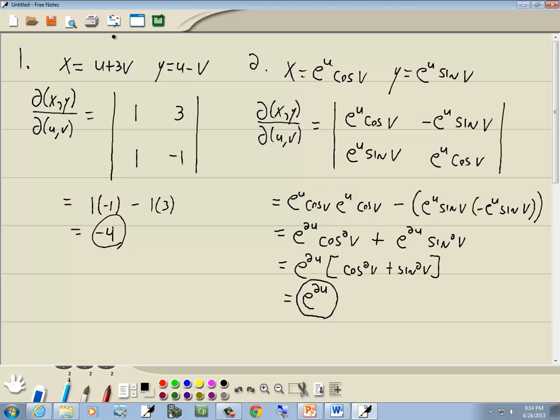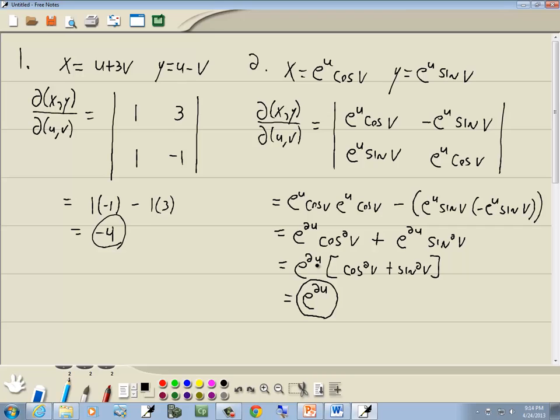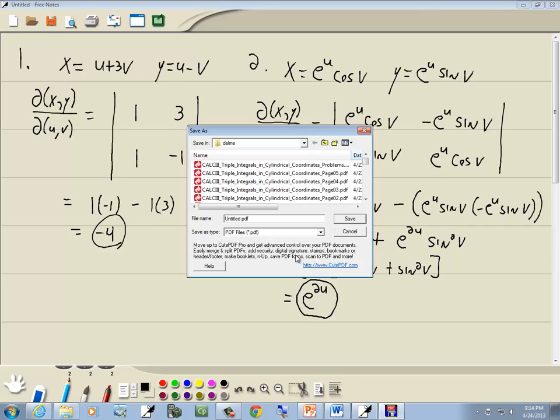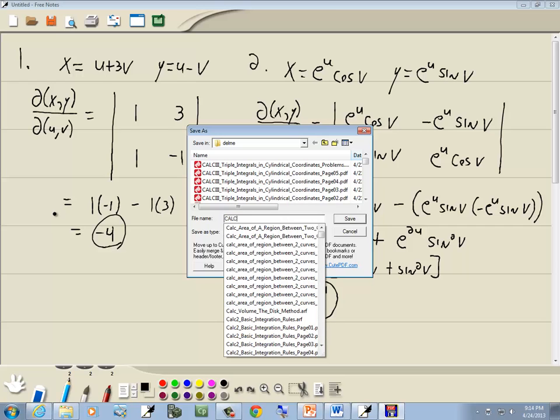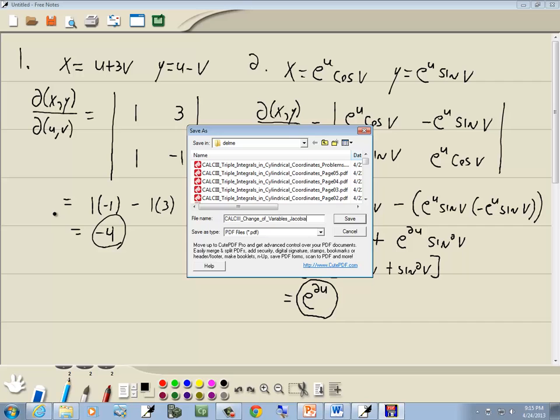Change of variables, Jacobian. Let me save this. Change of variables, Jacobian, page 01.pdf.